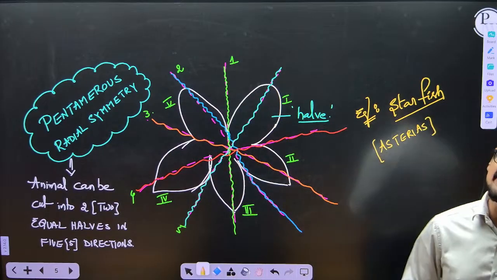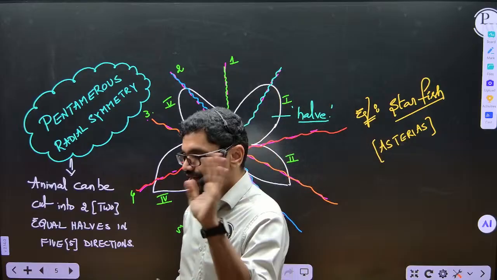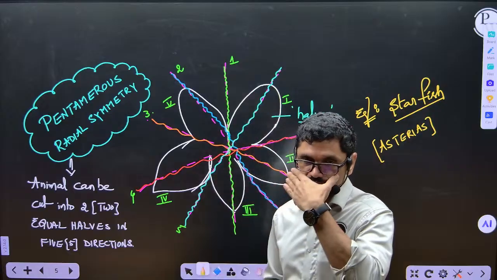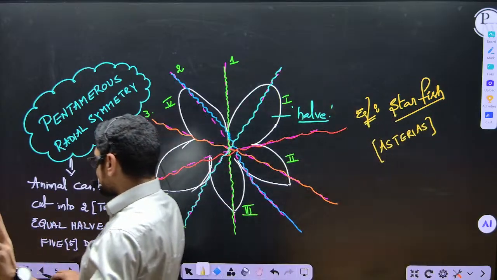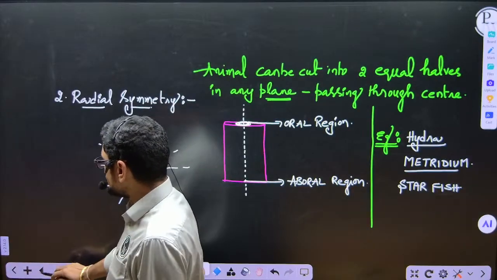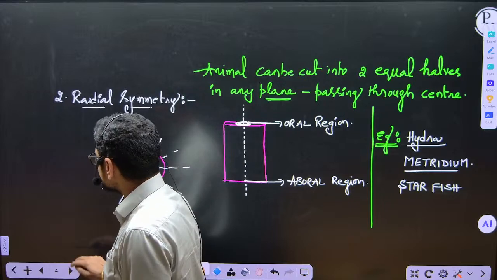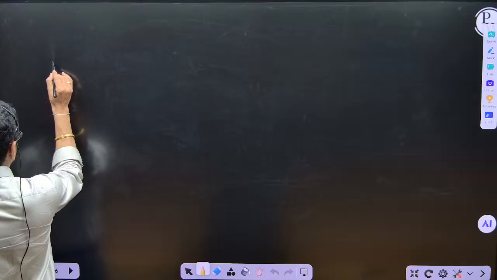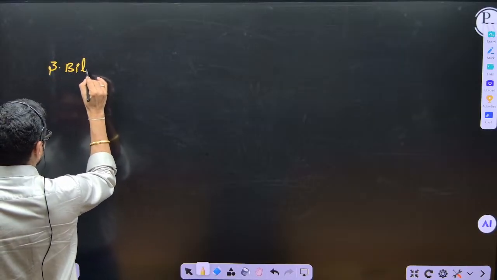Like that, other deviations and other types of radial symmetries are also there, that we will discuss later, which is not in the CBSE textbook, not given in the modules also, not required. But this is important. This is the second symmetry. The first one is asymmetry, and the second one is radial symmetry. And now the last, the third type of symmetry, is bilateral symmetry.